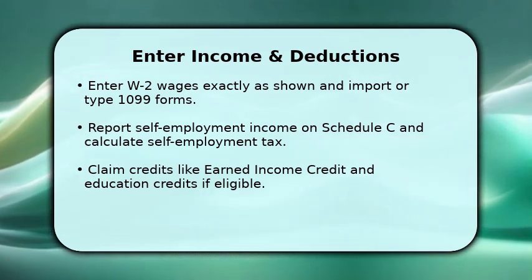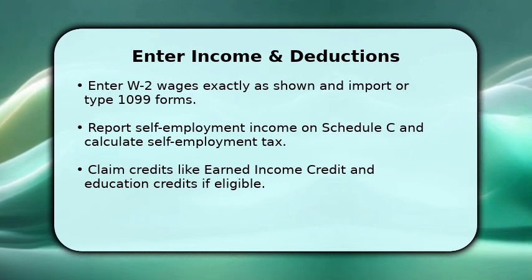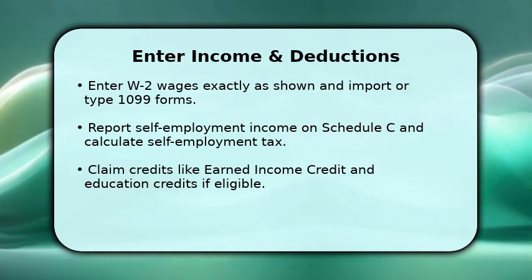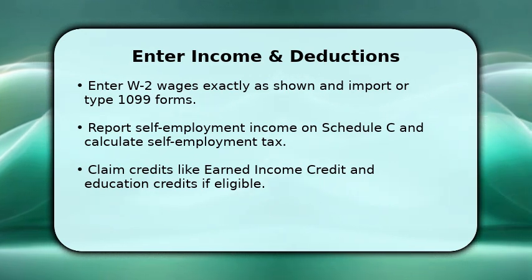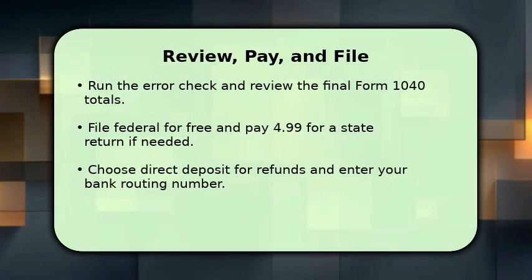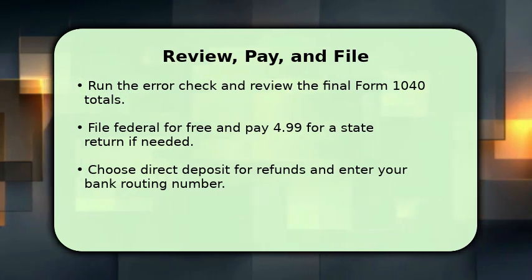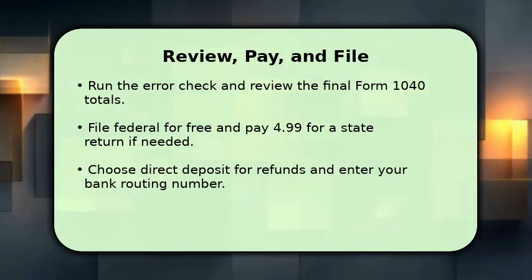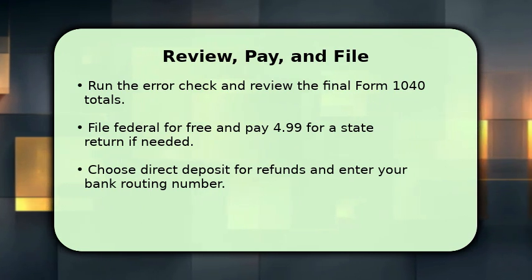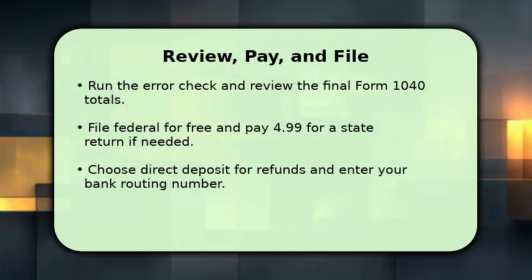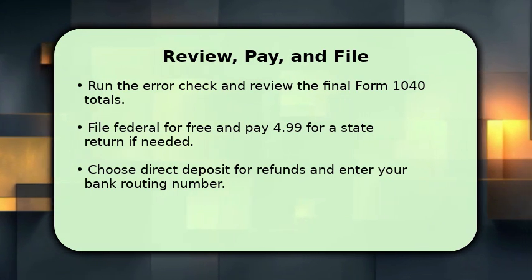Claim credits like Earned Income Credit and Education Credits if eligible, and enter details to reduce tax liability and possibly increase your refund. Run the error check and review the final Form 1040 totals. Use Freetaxusa's review tool to catch mismatched Social Security numbers, math errors, or unentered income. Verify AGI and tax withheld.